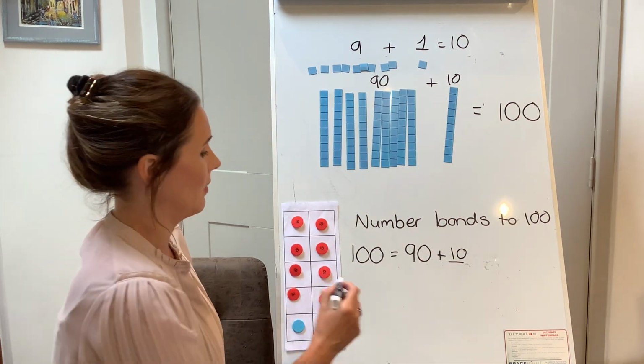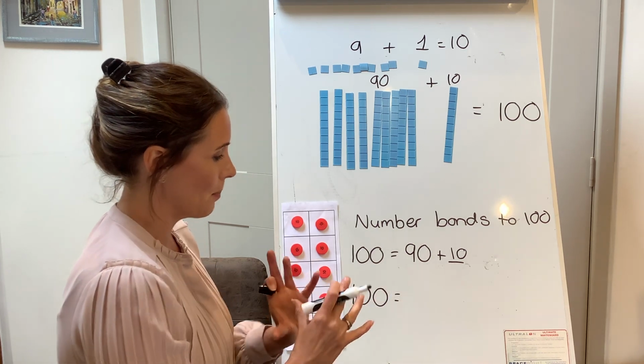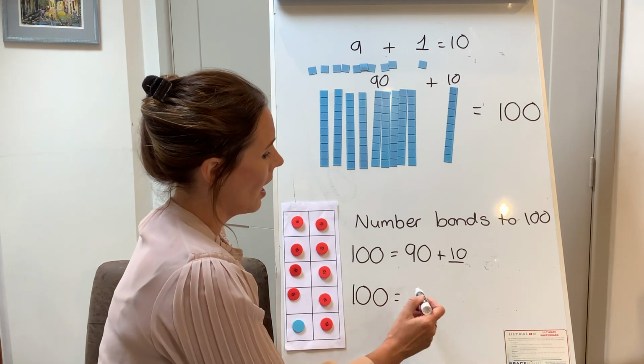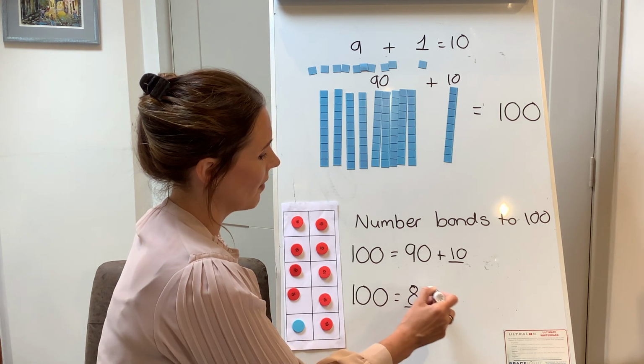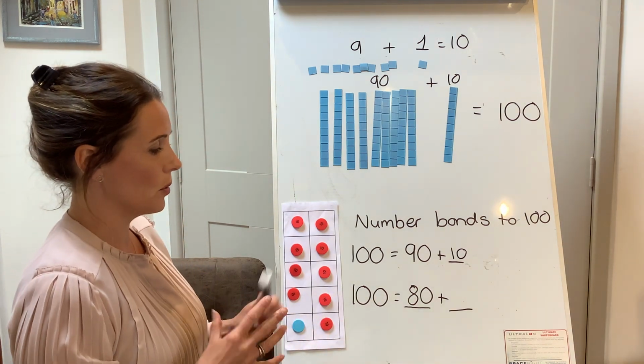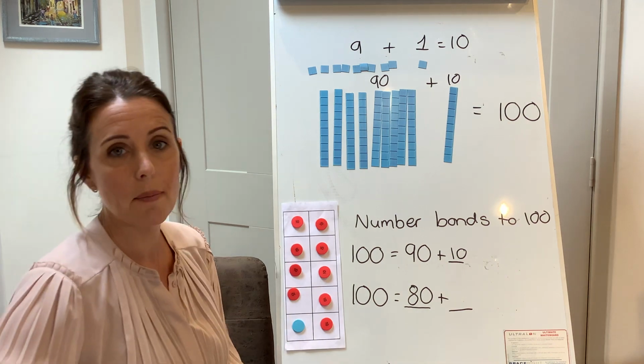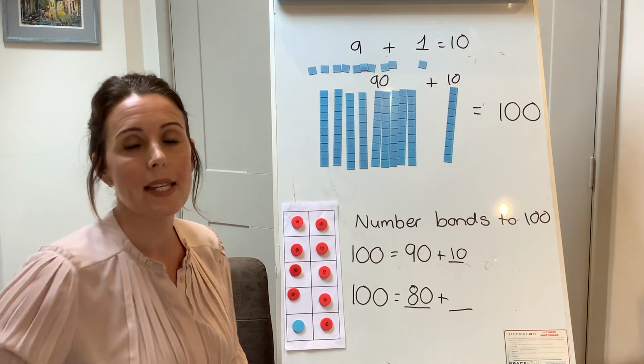Now it's your turn to have a go. We want to make 100 using the number bonds, a pair of numbers that add together. And the first one we have is 80. What do we add to 80 to make 100? Try and use your ones or your tens frame working as a 100 frame to help you with that.